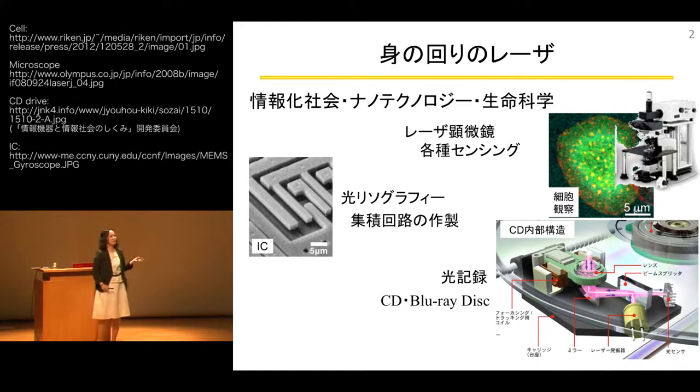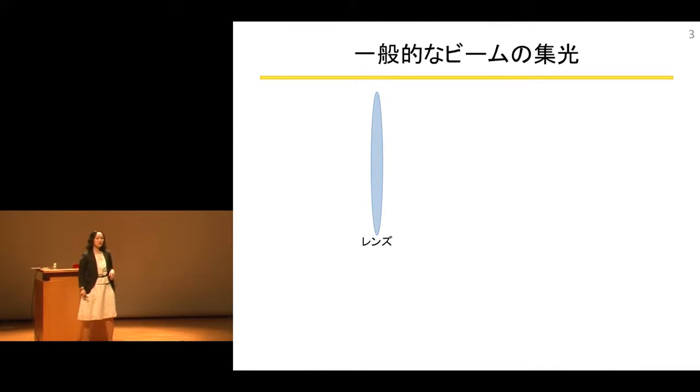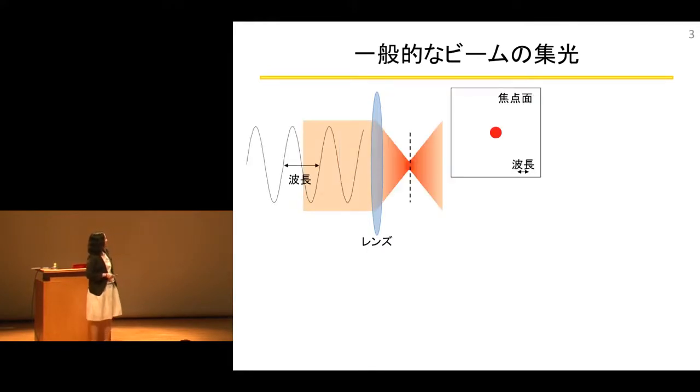And in the field of optical technology, in order to make microscopes more sensitive or to increase the capacities of memories, creation of a micro condensing point is the key. However, there has been a barrier of diffraction limit. This is a focal point of a conventional laser beam. This is the lens. Light waves converge with each other when the light is collected by a lens. The size of the focal point is generally the same as the size of the light wave.